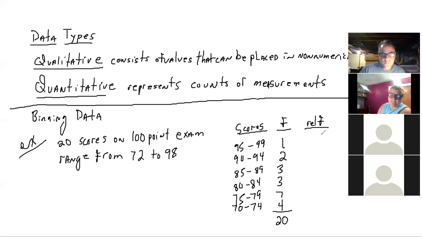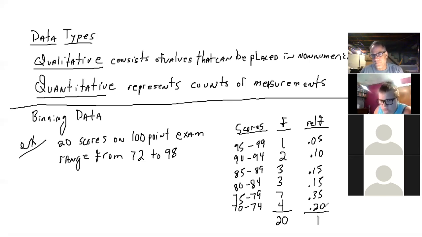Then we could do a relative frequency. Again, this would be 1 divided by 20, and this would be 2 divided by 20. I'm going to put these in decimal form. So 0.05, 2 over 20 is 0.1. 3 over 20 is 0.15. So that's also 0.15. 7 over 20 is 0.35. And 4 over 20 is 0.2. And then that all should add up to be 1, or in percentages, 100%.